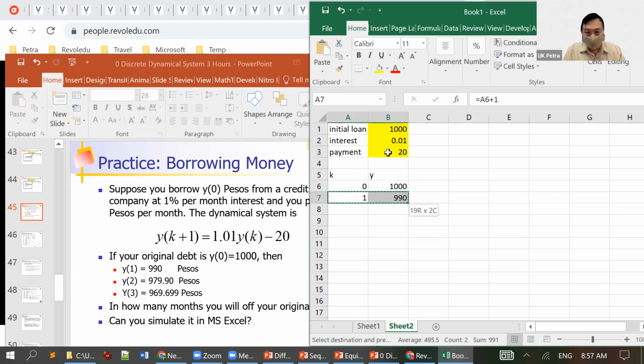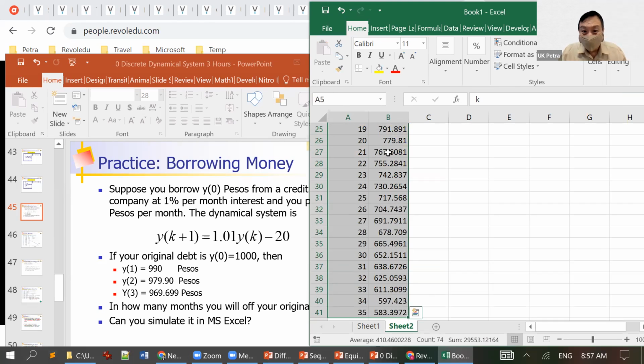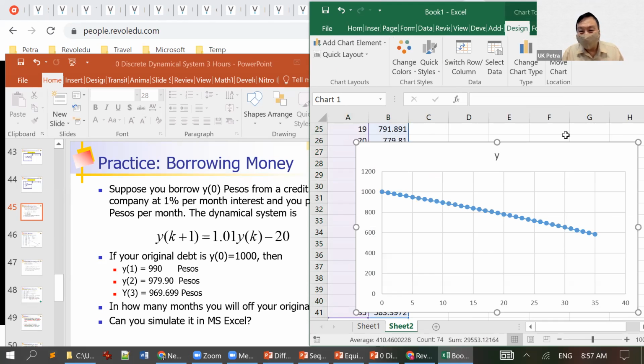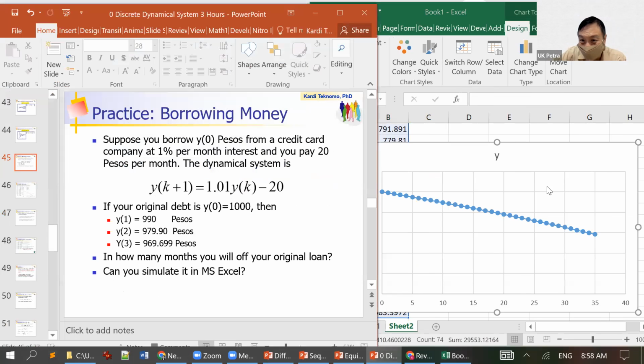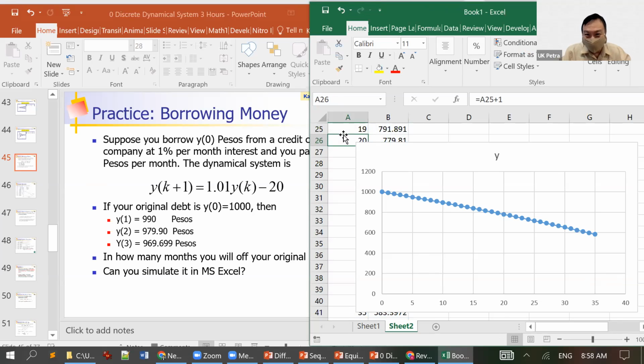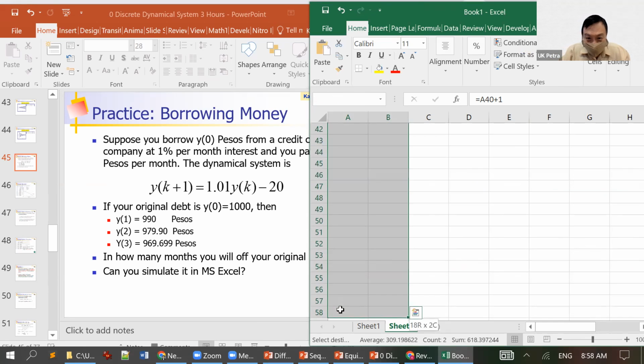Good. So you just have the first one, and then you copy, and now you plot, right? How to plot? Insert plot there. Okay, so you get the plot. The question is, how many months will it take to pay off your original loan? Oh, not yet. That means this is not yet zero. How many months? 70 months. Okay, let us see. So let's copy this down until it is negative.